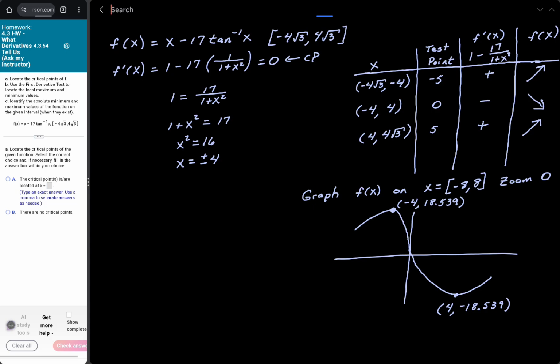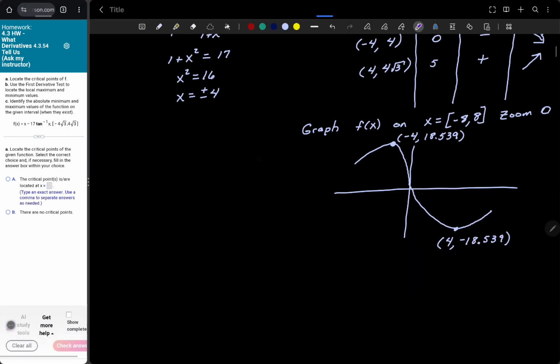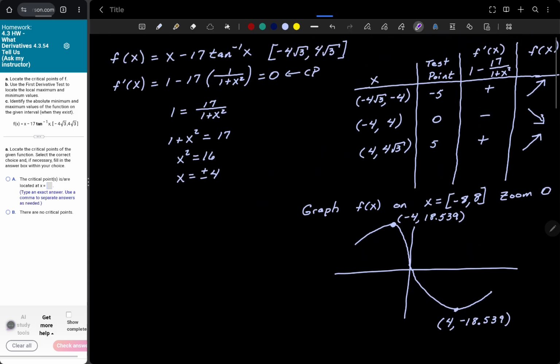So, okay, in this problem, I went ahead, I took the first derivative. Derivative of x is 1. And then, of course, we know that the derivative of 17 inverse tangent of x is going to be 17 times the group of the derivative of the inverse tangent, which is 1 over 1 plus x squared. So I get my derivative is 1 minus 17 times the group, 1 over 1 plus x squared.